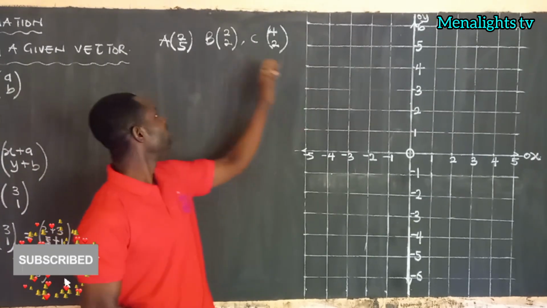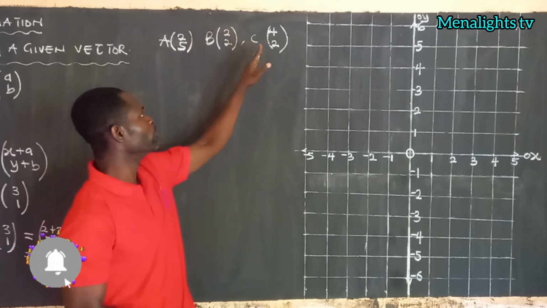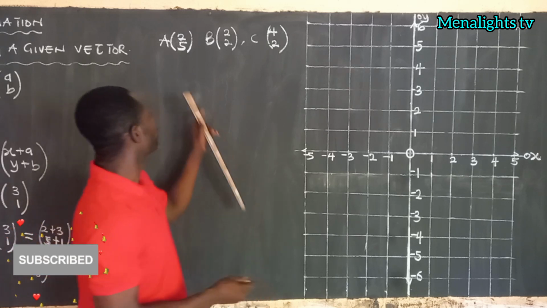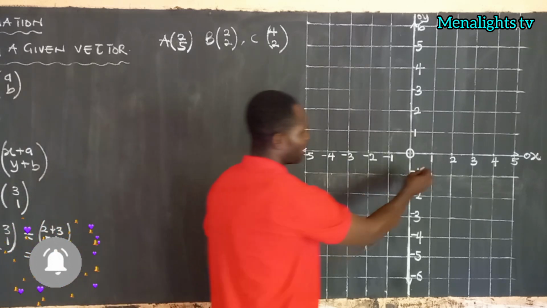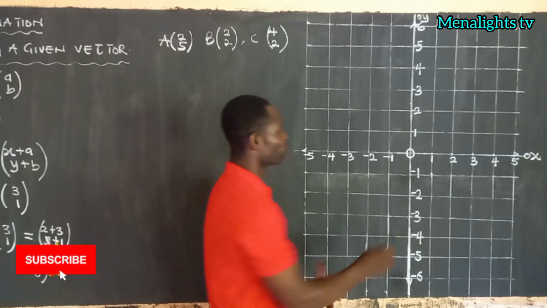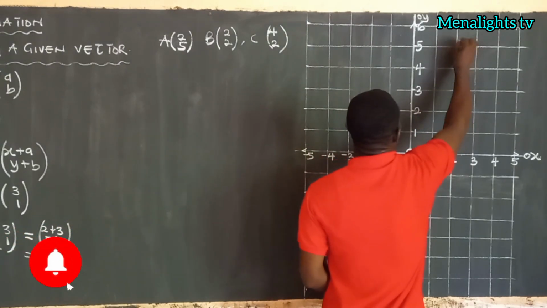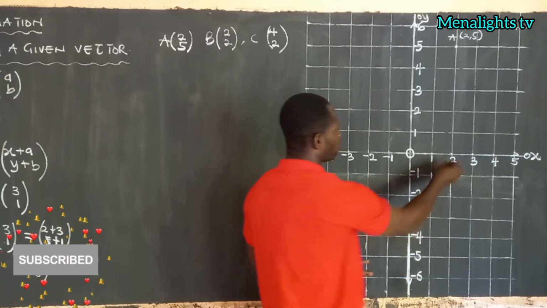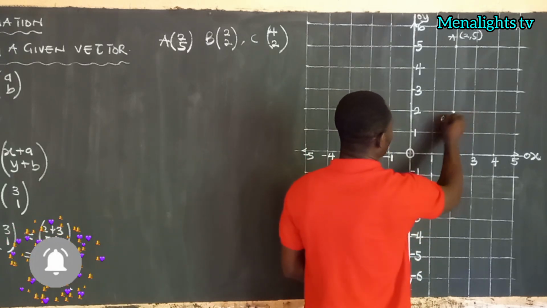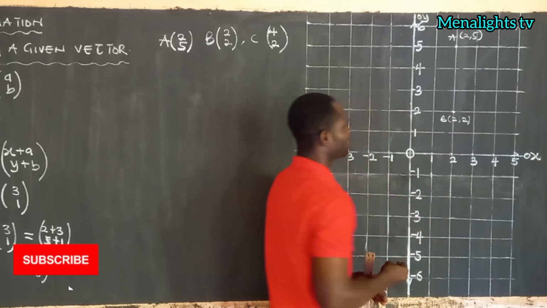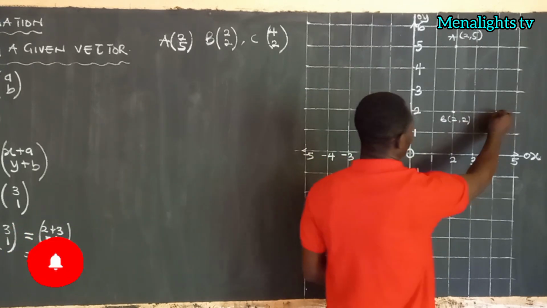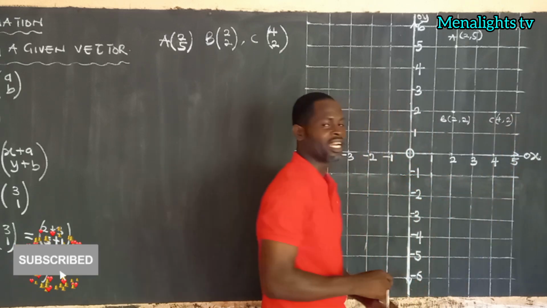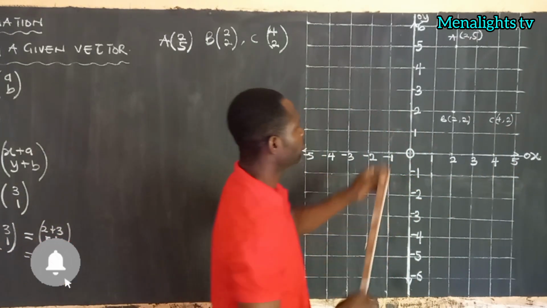Now we have the points A (2, 5), B (2, 2), C (4, 2). We are going to plot these points and join with a straight edge. So the first one, A (2, 5), the 2 is for x-axis. So 2, 5, that's our A. B is (2, 2), so 2, 2 is here. And we have C (4, 2). So 4, 2 is also here. So we join the points to form the triangle.